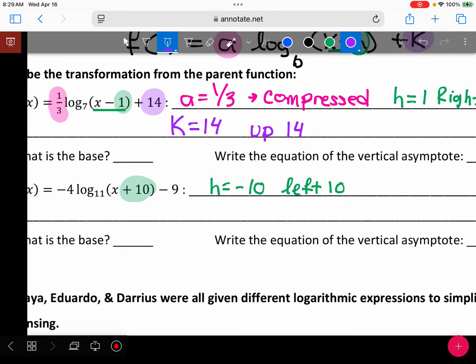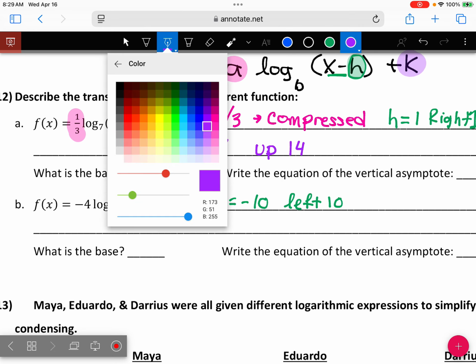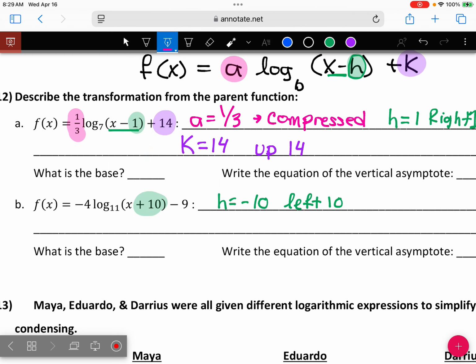So let's look at part B just because we got a little stuck on it. We already did our H of minus 10. What are our other pieces we've got? The negative 4. The -4 is which one? The A. So our A is -4. What is our transformation with that? What does that tell us happens?